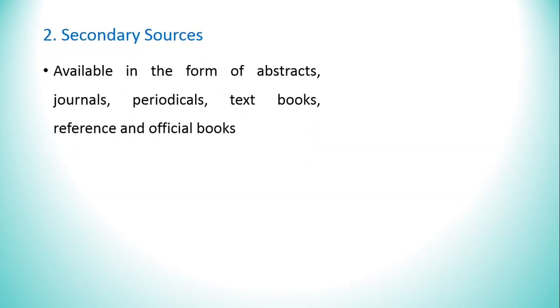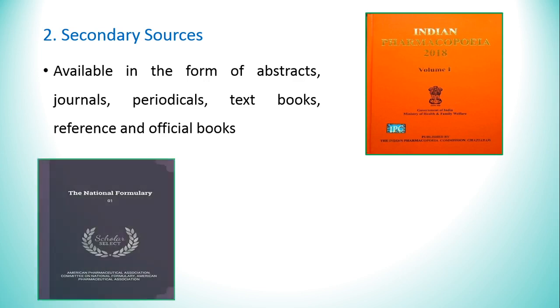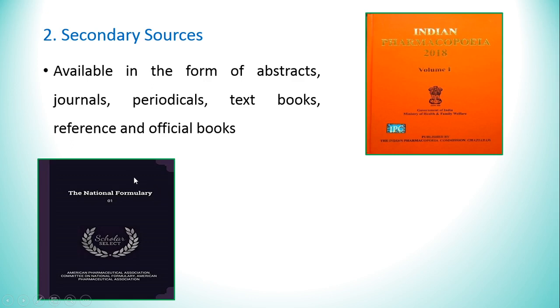Here we will see the secondary sources. The information is available in the form of abstracts, journals, periodicals, textbooks, reference and official books like pharmacopoeias. You can see in this picture, here Indian Pharmacopoeia 2018. By using this official book you will get the drug information. Also from the national formularies you will get the information.